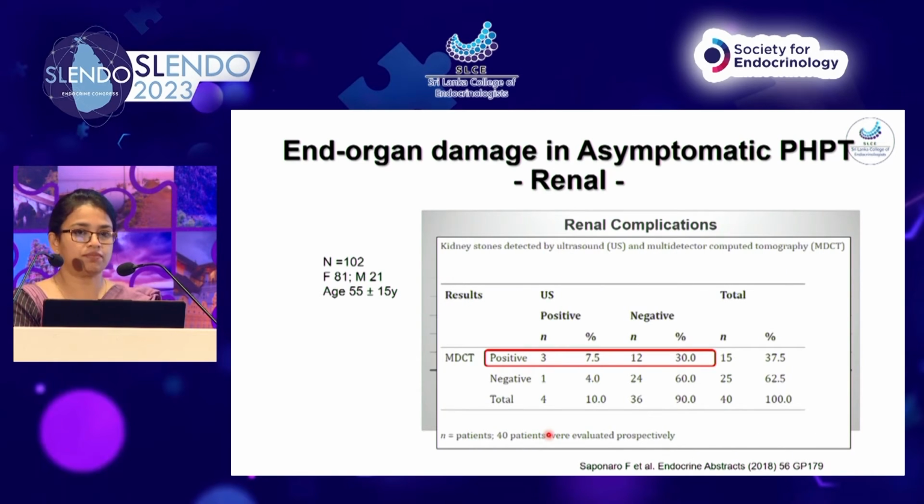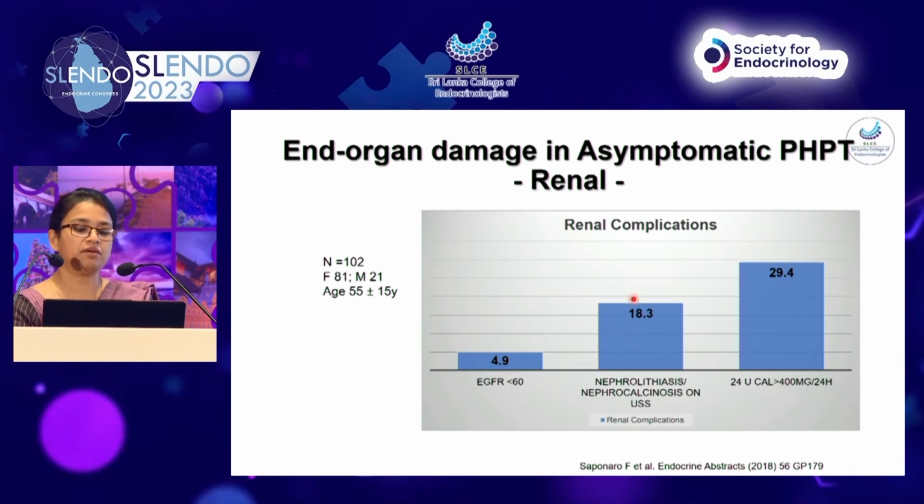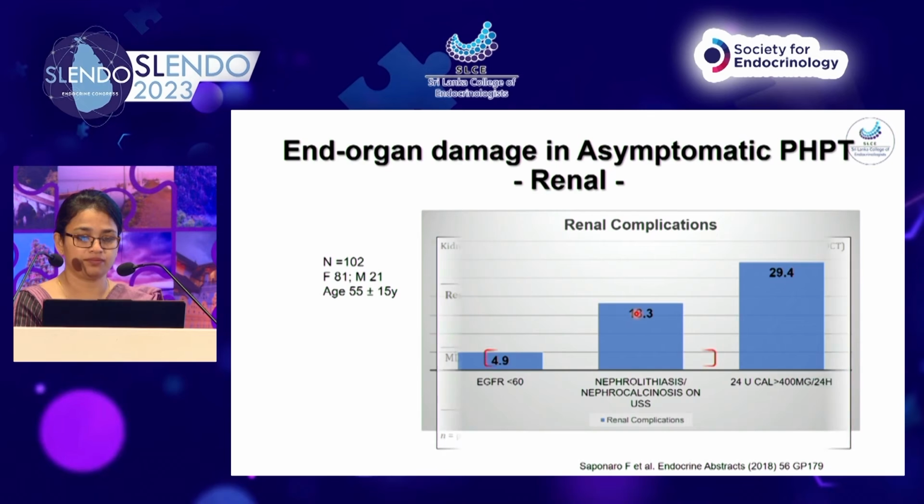Importantly, this is a different study actually, comparing ultrasound and CT scan: 30% of ultrasound-negative cases will become positive if a CT is done to detect nephrocalcinosis or nephrolithiasis. So ultrasonically negative does not mean that they don't have nephrolithiasis. Therefore, in the previous study, maybe this is an underestimation of the renal stones that we are seeing. Maybe these patients have a higher number of renal stones.